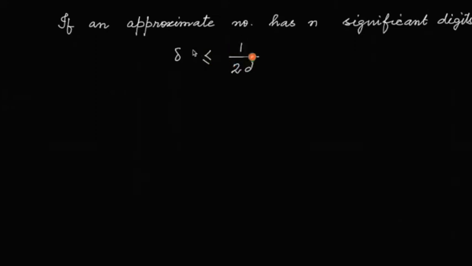What is dm? dm is the first significant digit, right? Into b to the power minus n plus 1. Remember that dm is the first significant digit, so by definition, it is non-zero. This is rather easy to prove.